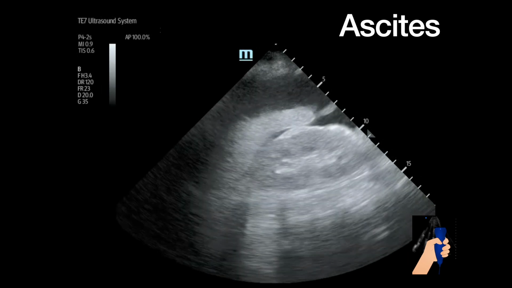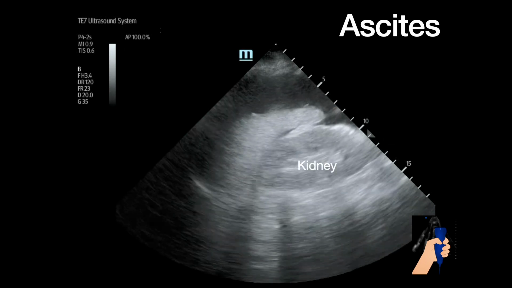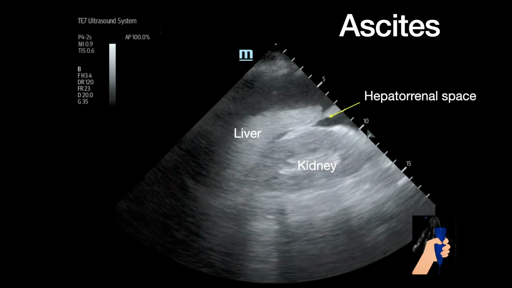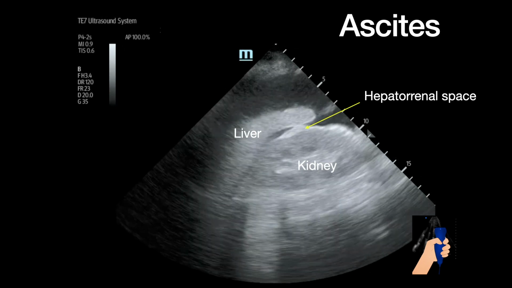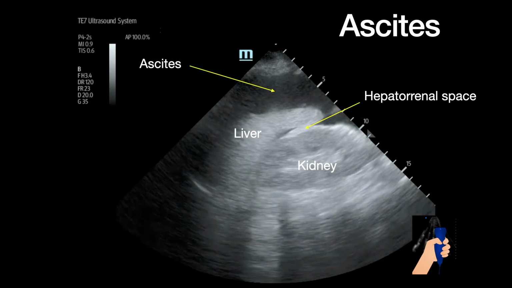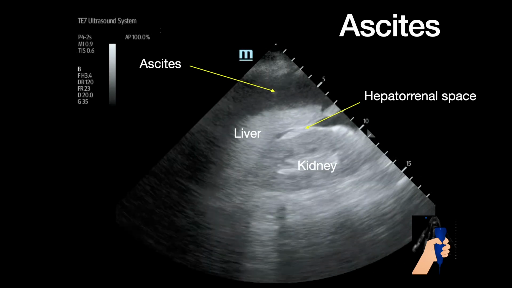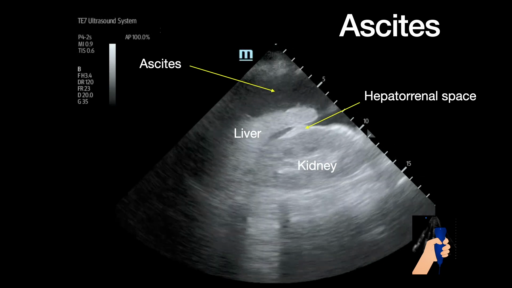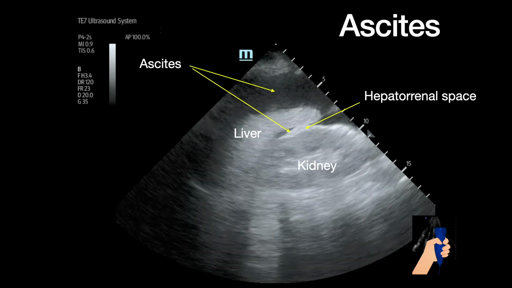Here we see the right upper quadrant and we see the following structures: the kidney, the liver, the hepatorenal space, which is full of fluid that is anechoic, and then we can see prehepatic ascites. If you're going to perform a paracentesis, do not do it at this place unless you are experienced. As you can see, there is ascites also in between the hepatorenal space.